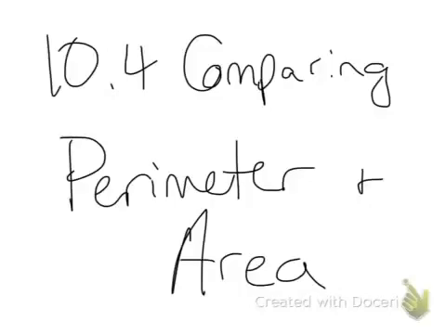Okay, today's lesson is a quick lesson about comparing perimeter and area. So what we're going to do is take some different shapes, mostly rectangles, sometimes triangles, and look at them. Then we're going to change the dimensions, keep them similar, and see what happens to the area and perimeter.